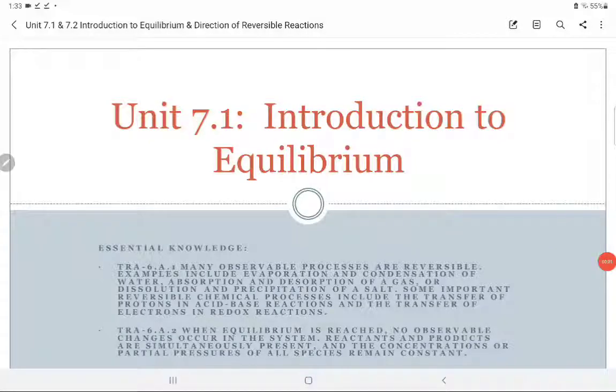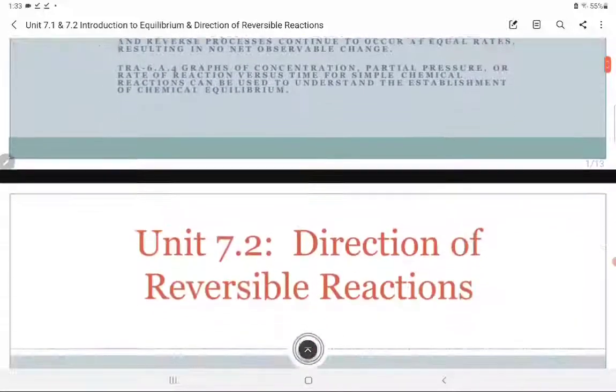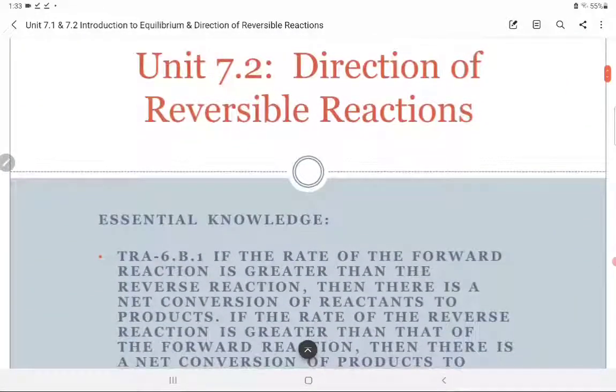Okay, today we'll begin Unit 7, and Unit 7 is going to be all about the concept of equilibrium. You may have remembered a little bit about equilibrium back in biology, and we'll revisit that a little bit in this section here. Unit 7.1 and 7.2 are very similar, so we're going to combine these all in one lecture today.